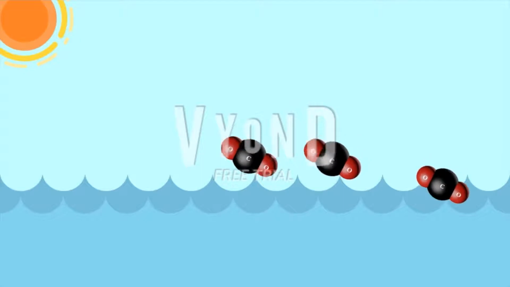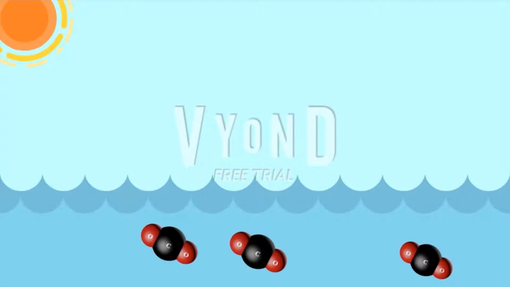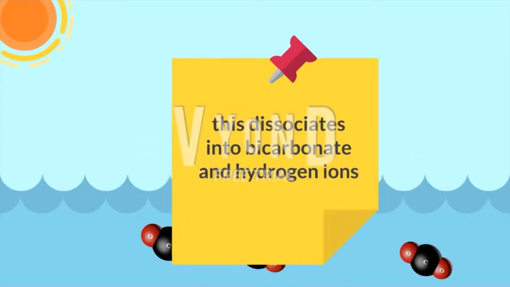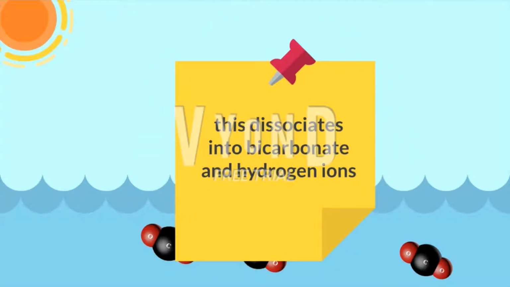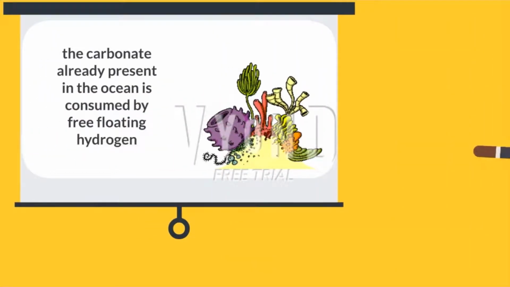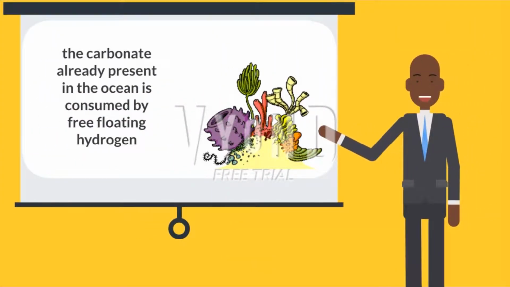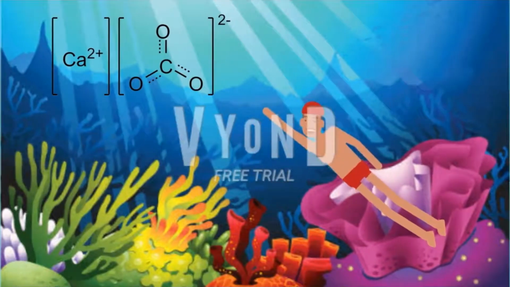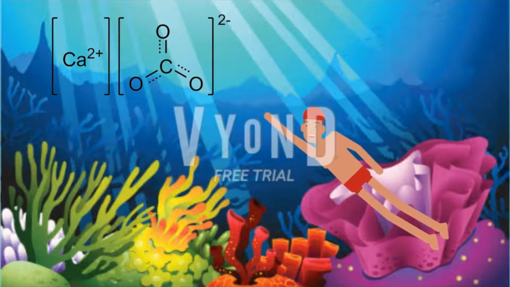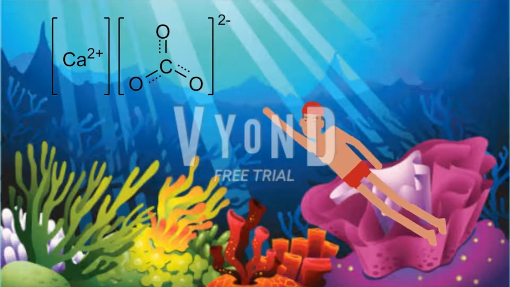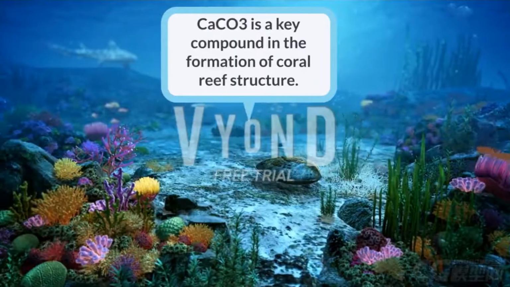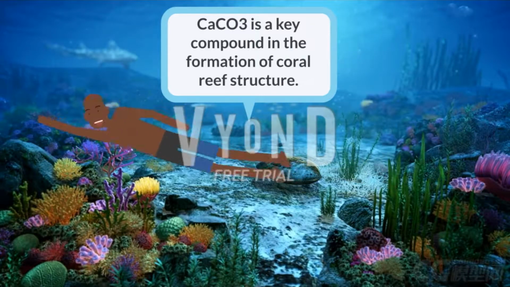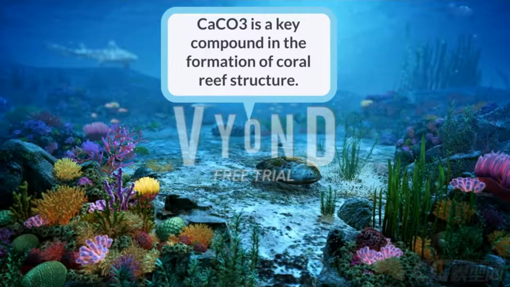When carbon dioxide gas makes its way into seawater as aqueous carbon dioxide, it reacts with water to produce carbonic acid. This dissociates into bicarbonate and hydrogen ions, and the carbonate which is already present in the oceans is consumed by the free-floating hydrogen ions, forming more bicarbonate. The carbonate ions usually combine with calcium ions in the seawater to form calcium carbonate, which as we already know is a key compound in the formation of coral reef structures and marine organism shells.